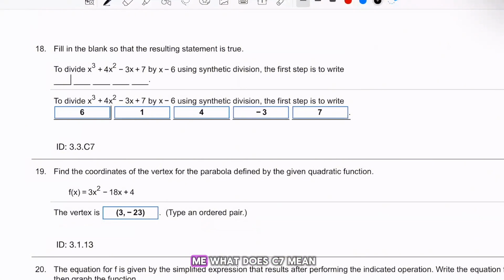I think someone asked me what does C7 mean. It just means this is a concept. So it's more of a conceptual problem. So it's chapter 3, section 3, but it's concept number 7.